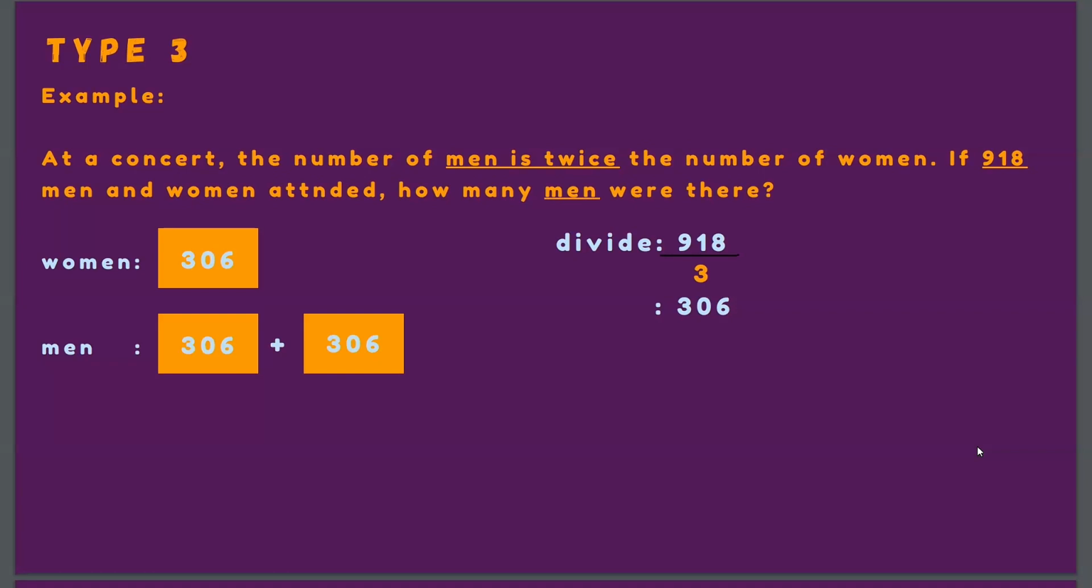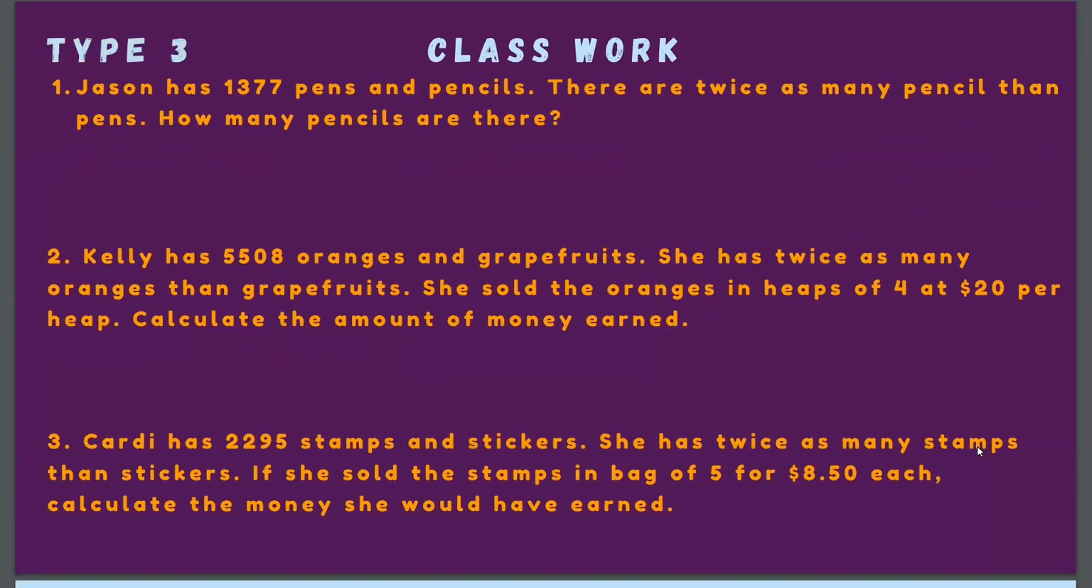Now the problem asks, how many men were there? What must we do to figure out how many men there were? We add 306 plus 306, or 306 multiplied by 2. Here is your classwork. You are expected to copy down the word problems for revision purposes.